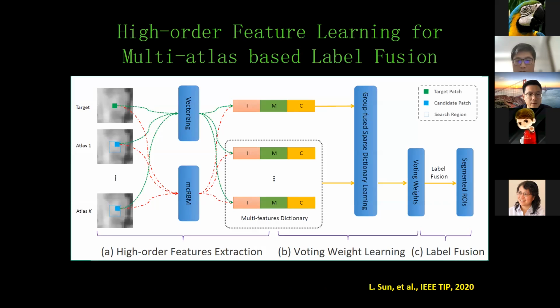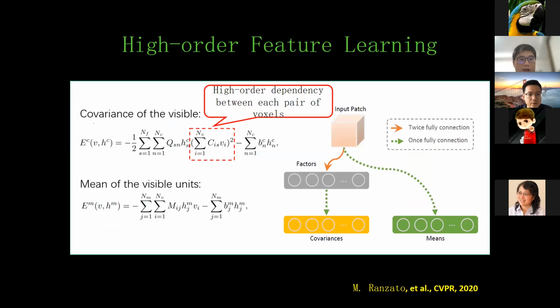So in our work, we proposed higher order feature learning for multi-atlas based label fusion. There are two steps. The first one is a higher order feature extraction step, and then we will do the weight learning. Finally, we will perform the label fusion. This is the equation for the higher order feature learning, where we use a twice Fourier connection and once Fourier connection in the learning.